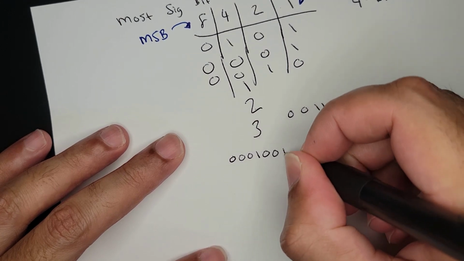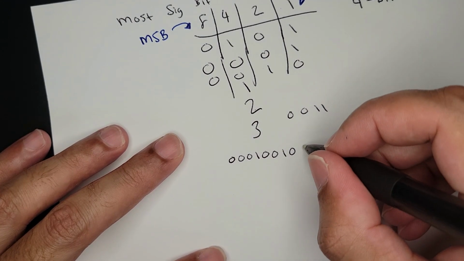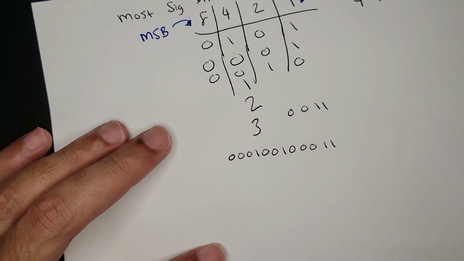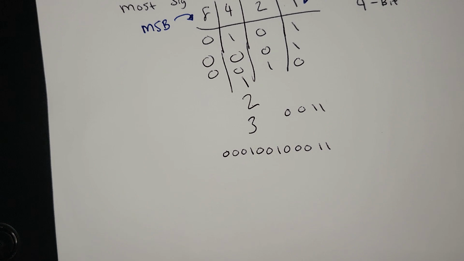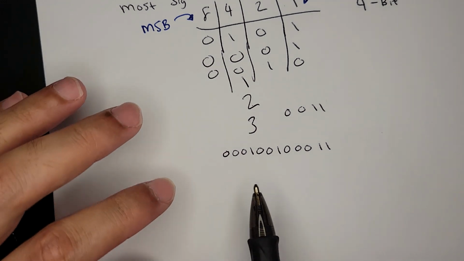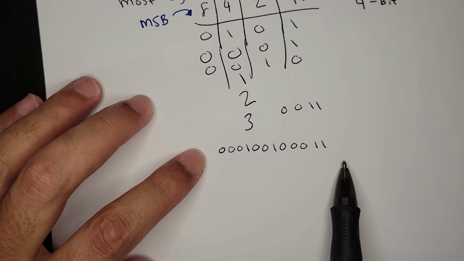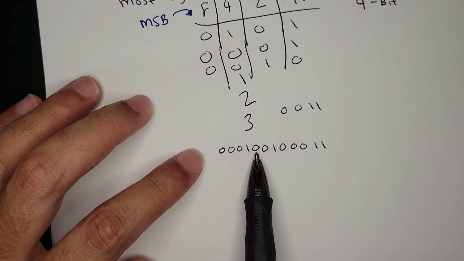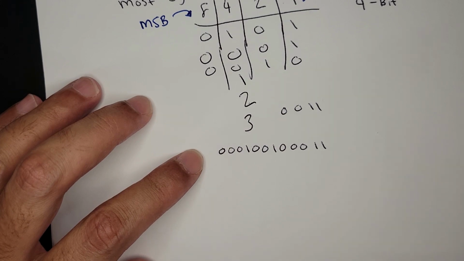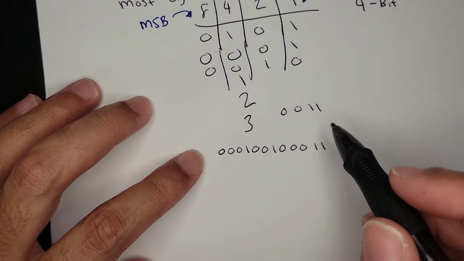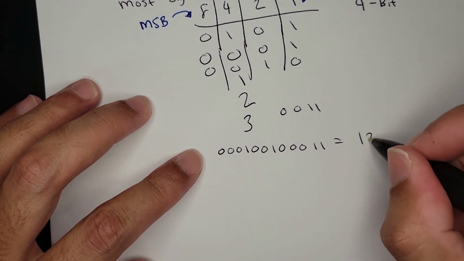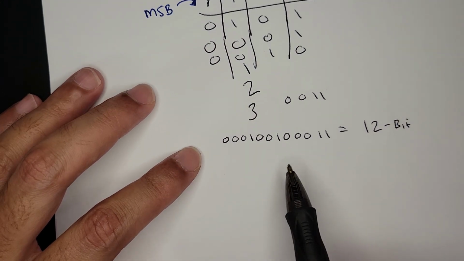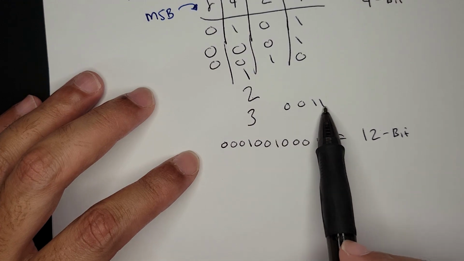0, 0, 1, 0, 0, 0, 1, 1. So the question here, when your friend sees this, they're going to say, well, what's the bit width, right? What's the bit length? Because if you count them, 1, 2, 3, 4, 5, 6, 7, 8, 9, 10, 11, 12. Somebody could argue that this is a 12-bit value. But you know that it's actually a 4-bit value.